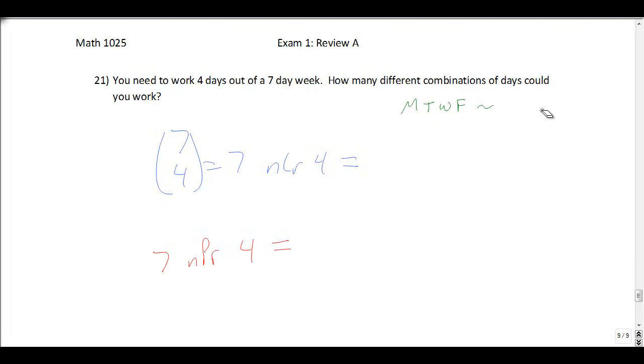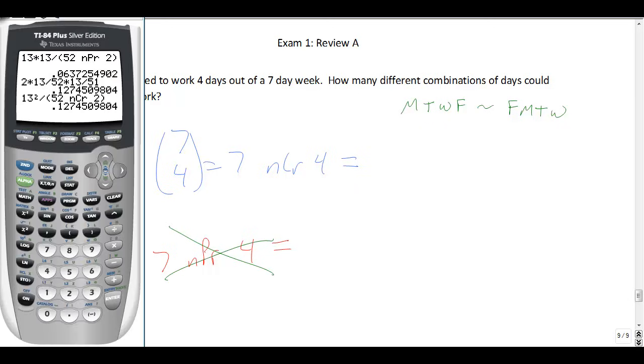Let's actually do these in a way that would be coherent here. So these are in the order in a row. Maybe we start on Friday, and then we go to Monday, and then Tuesday, and then Wednesday. So if you started at Friday and started counting around, maybe those are the days you work. But essentially, you're working the same days. So that tells me the order you list these in really does not matter. And so I don't want the permutations. I want the combinations.